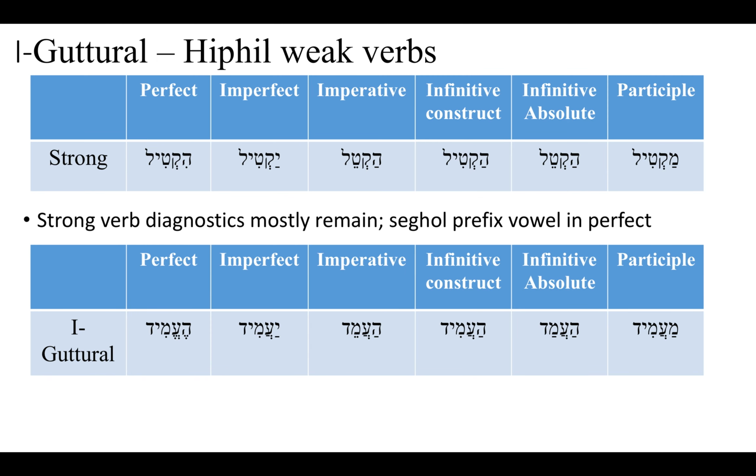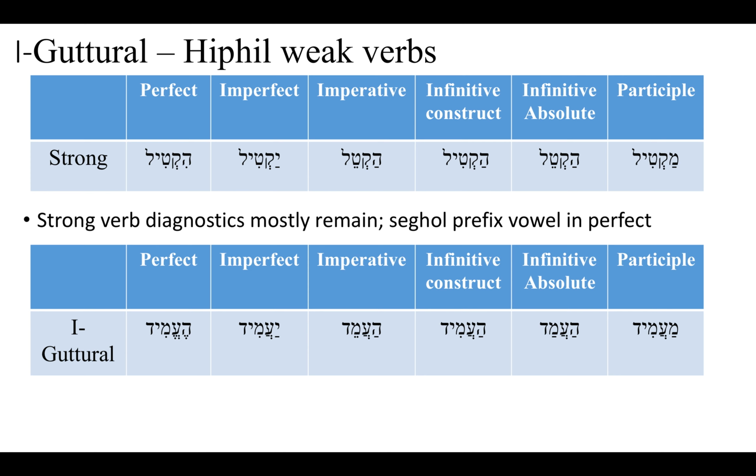First of all, going through the Hiphil weak verbs, we'll look at the first guttural, and I've given you the strong ones here at the top for comparison, so you can look at what it looks like in the strong verbs and what it looks like in the weak verbs. And not too many changes here with the first guttural. So with the strong verb, the diagnostics remain the same.